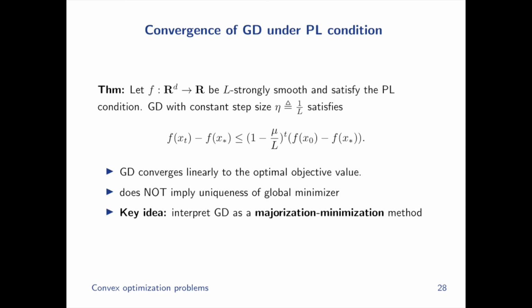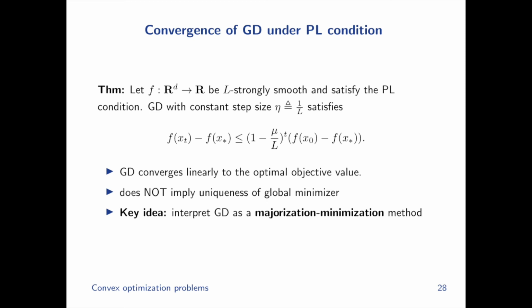This linear rate is very similar to the linear rate we've seen before. The contraction constant is 1 minus 1 over the condition number. In this case, the result is stated in terms of convergence of the function values. Again, I want to emphasize that the PL condition doesn't imply that the global minimizer is unique. And the proof, again, is in the references, so I encourage you guys to read that.